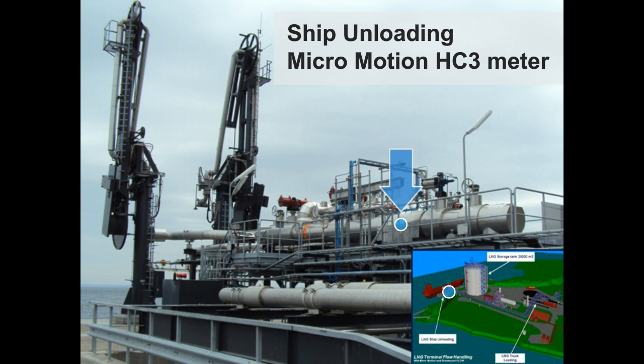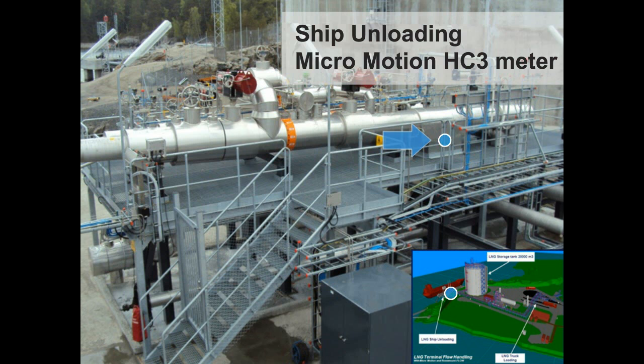In this photo, you can see a 10-inch Coriolis meter on the jetty that is used to offload ships delivering LNG to the terminal. In this case, the terminal decided to insulate the meter. Here's another view of the jetty platform. You can see in this view that the Coriolis HC3 meter is installed with the flow tubes extending downward through the platform, as recommended earlier.